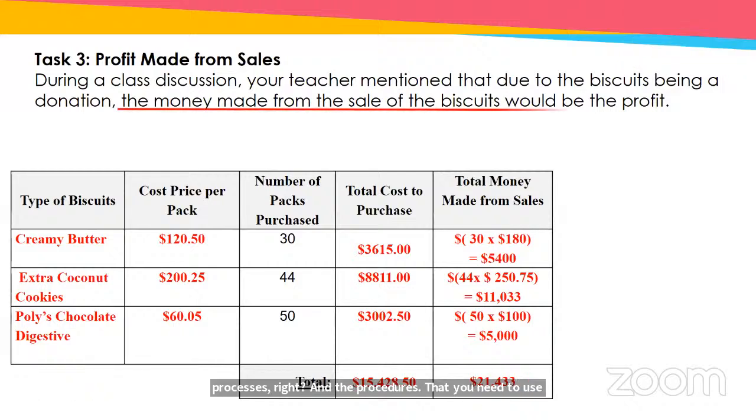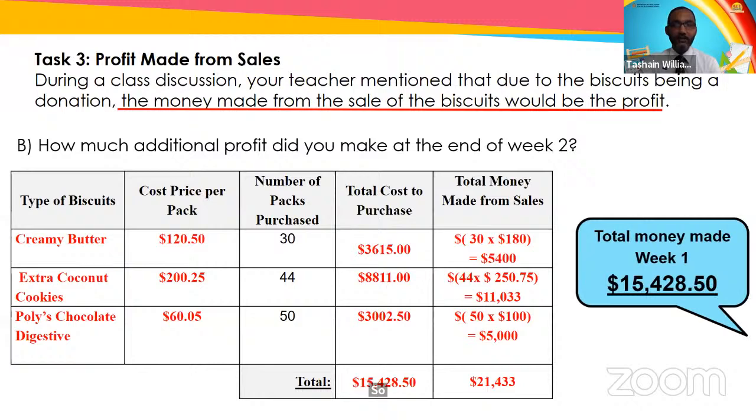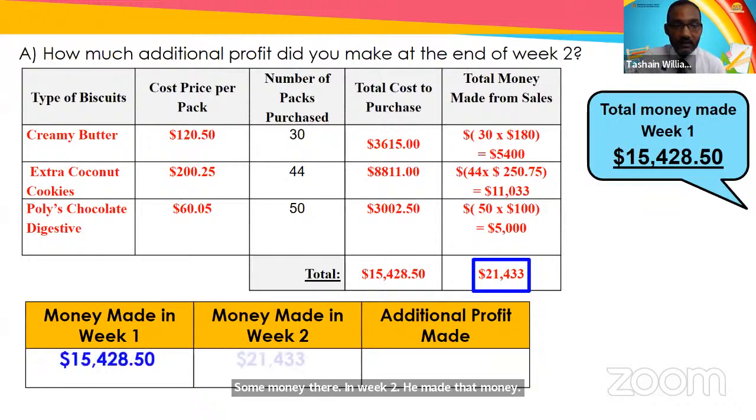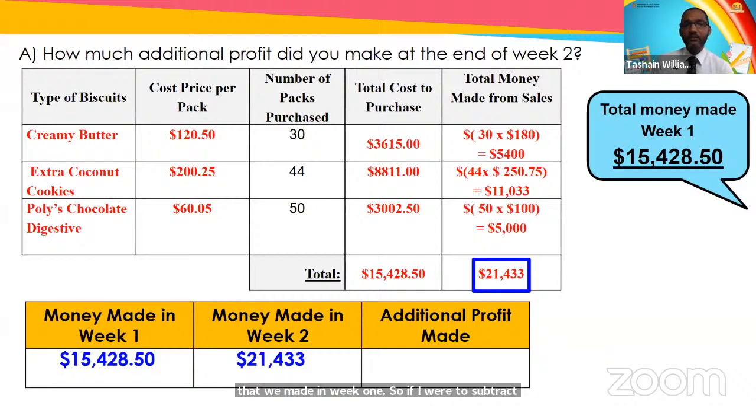So, again, we want to find out the profit. In week one, we made some money there. In week two, we made that money. But in order to find out our profit, we have to subtract the money we made in week one from week two. So if I were to subtract 15,400 and something from 21,433, how much would your profit be?